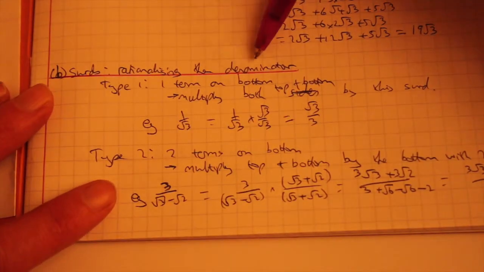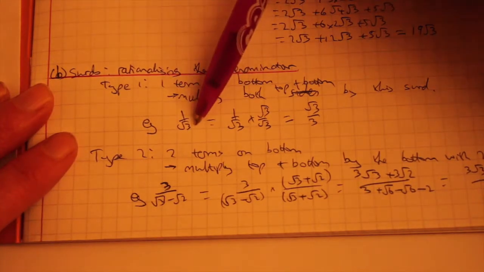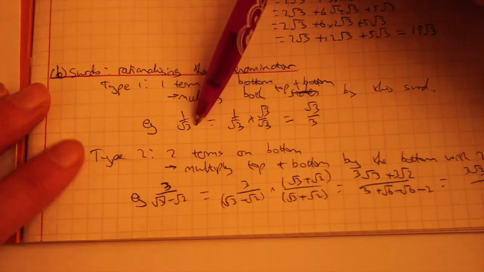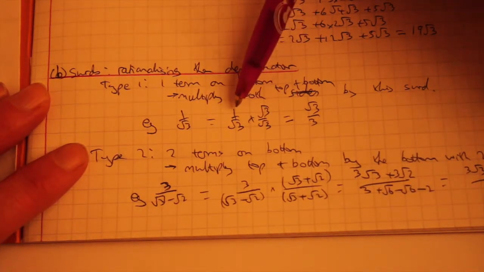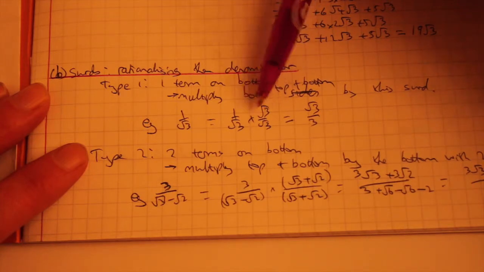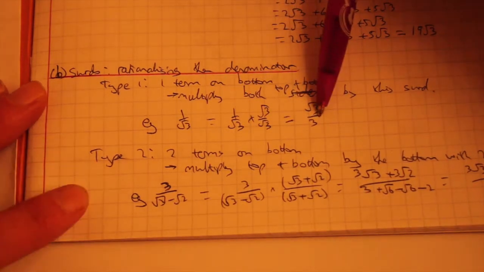Surds, rationalized denominator. There are two types. The one is when there's one term in the bottom, like this 1 over root 3. What you do then is you multiply each side by the bottom. So that's 1 times root 3 over 3 root 3, which is root 9, which is an ordinary 3.